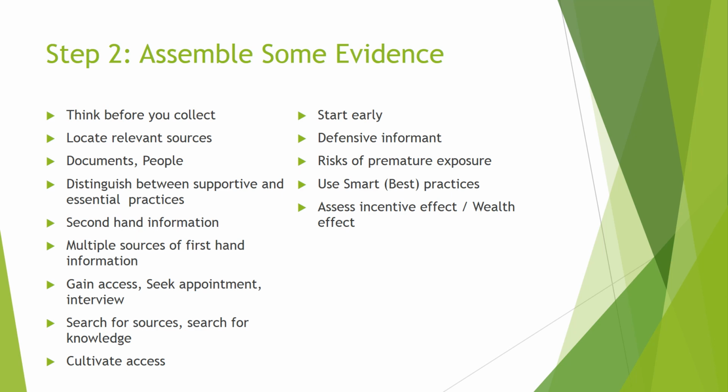There's such a thing called triangulating, which essentially means that all of your sources should still lead to one conclusion. Okay? And that's why we get multiple sources. If they don't lead to one conclusion, something's wrong. Someone's not telling the full story or whatever it might be. So think about, how do you gain access? How do you seek appointments and interviews? Searching for sources, people who have the subject matter information that you need.